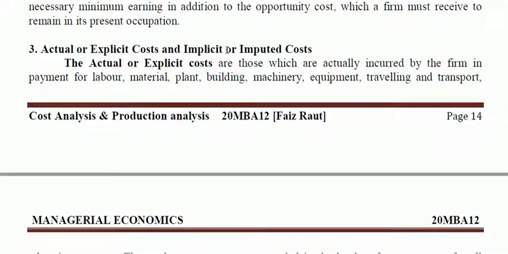Then actual or explicit cost, or implicit or imputed cost. So actual cost is actually what you have incurred, and implicit or imputed cost is when you have lost something which cannot be recorded. You have lost an opportunity to sell your product to any person, or you have lost some agency contract or any contract which could have given you much profit. So that will definitely not be recorded in the books of account. Like you have lost the contract, so you cannot make more profit. That will not be recorded in the books of account, but that is definitely an implicit cost, imputed cost.